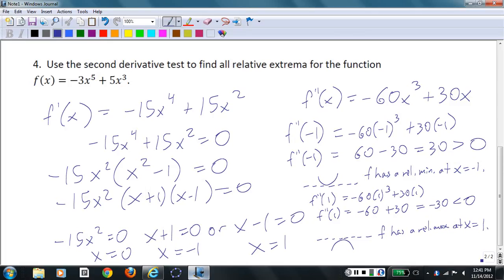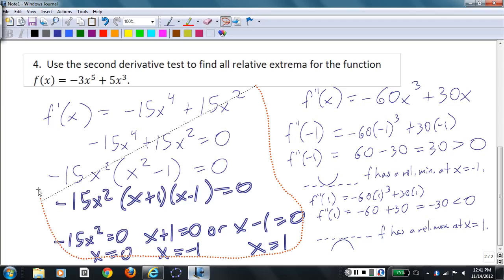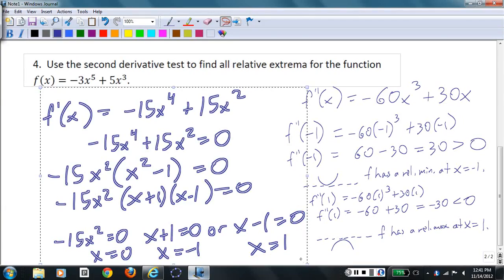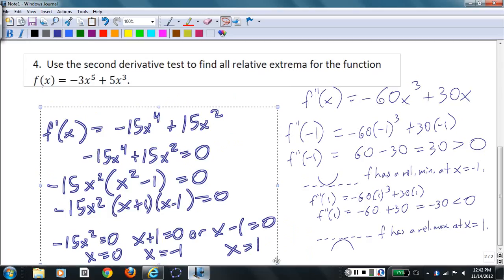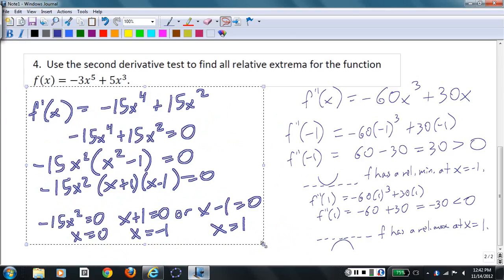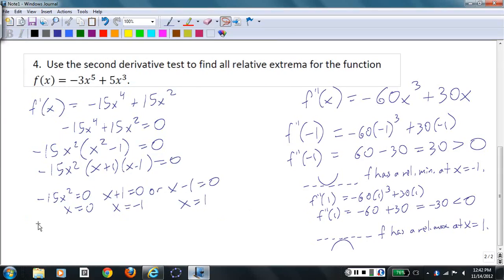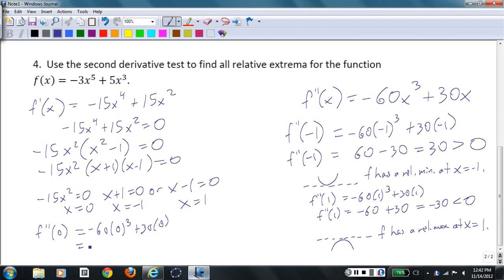And then we apply the second derivative test at 0. Let's see, probably should have done that one first. I can grab most of this and shrink it. So we do this. F double prime of 0 equals negative 60 times 0 cubed plus 30 times 0 equals 0 plus 0, which is 0.